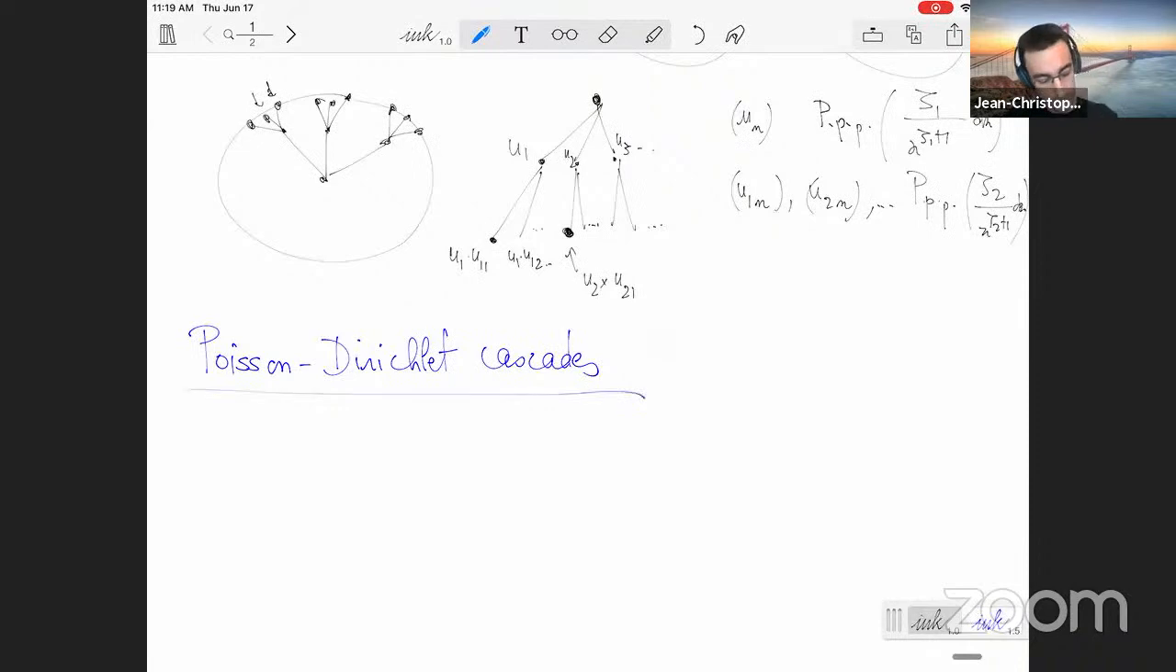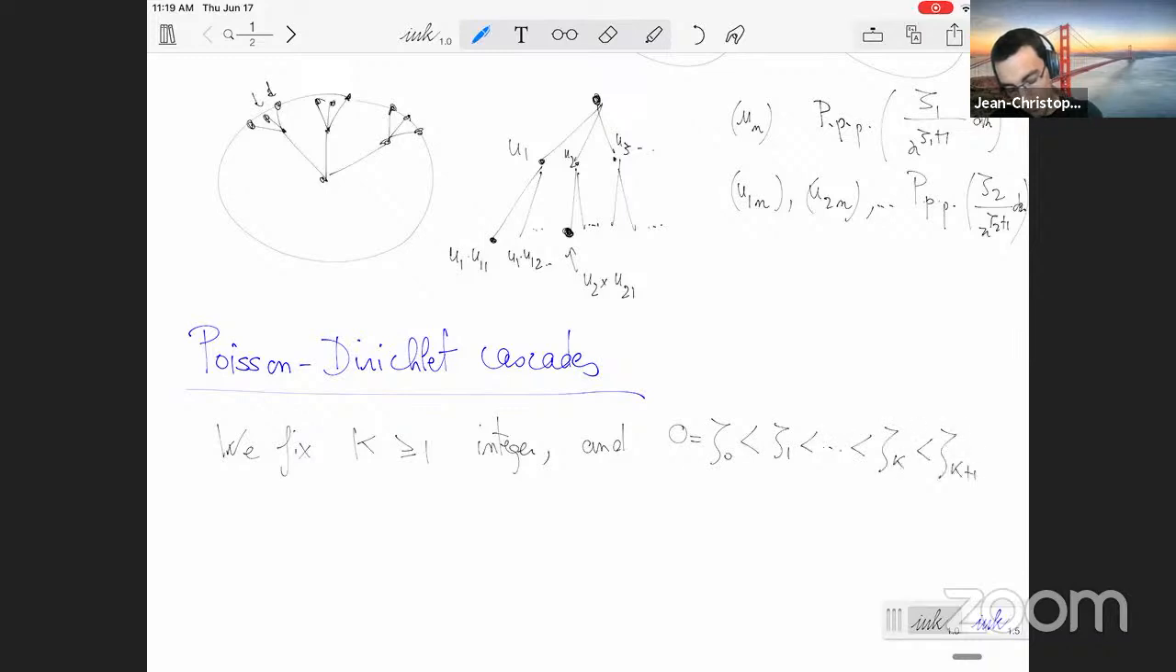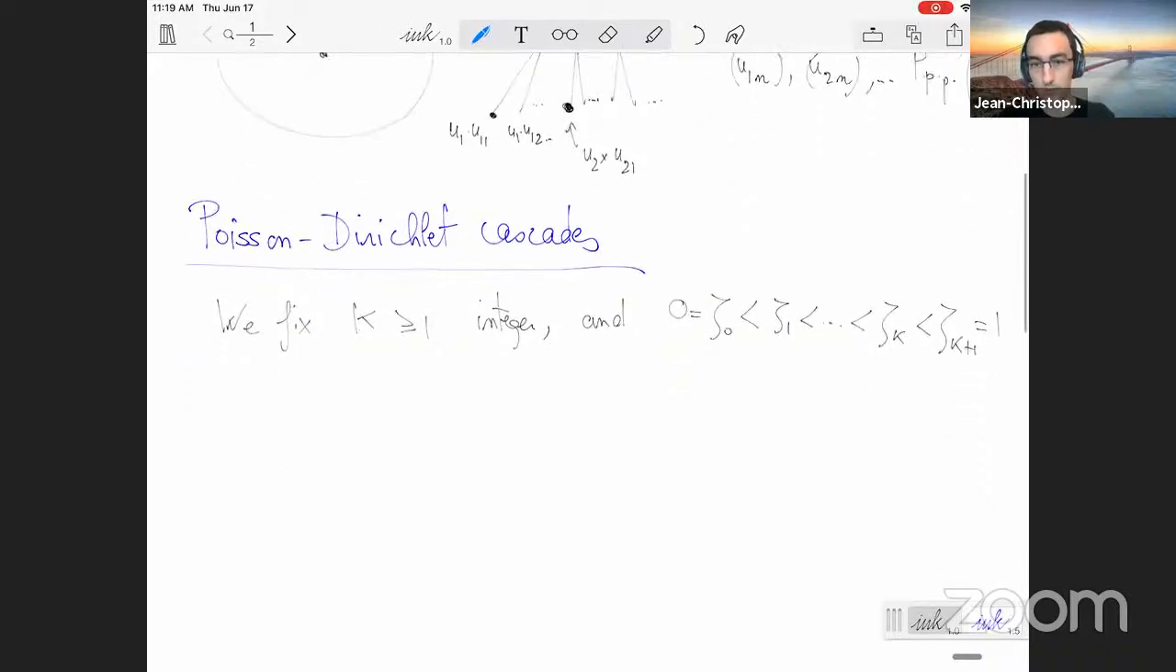All right, so yeah, we fix some integer K. And I'm going to also choose these exponents, zeta 1 up to zeta K. Okay, so I said zeta 0 equals 0 and zeta K plus 1 equals 1. I'm not sure if I will actually use this, but at least the relevant parameters are zeta 1 to zeta K.